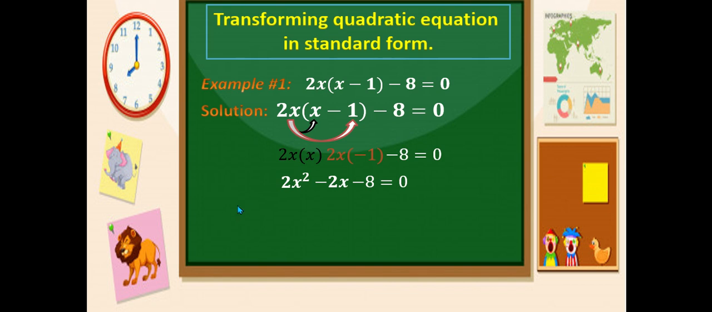So, as you can see here, class, we have the quadratic term, linear term, and the constant term. So, naka-standard form na po yung equation na to, yung kanina. Okay? Ito po yung procedure in transforming quadratic equation in standard form. Okay? Again, anyway, class, di ba, this is the quadratic term.